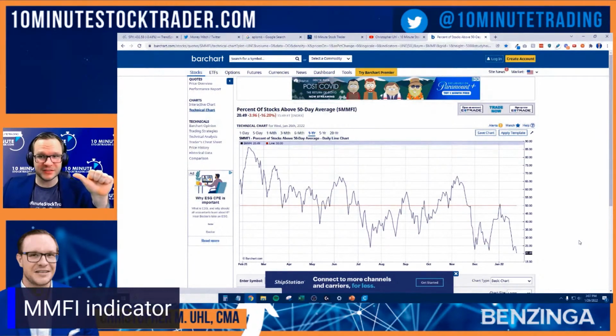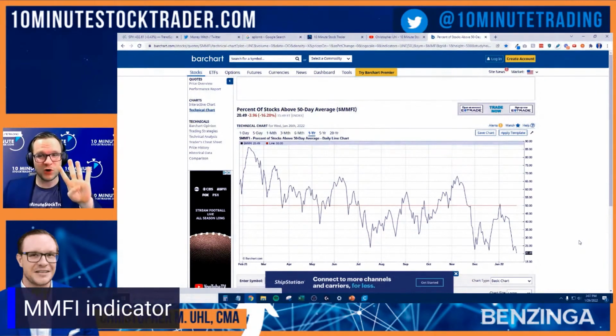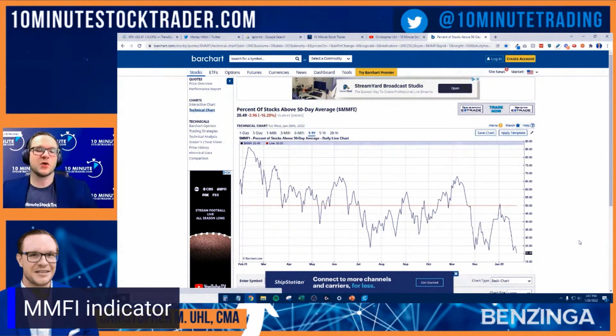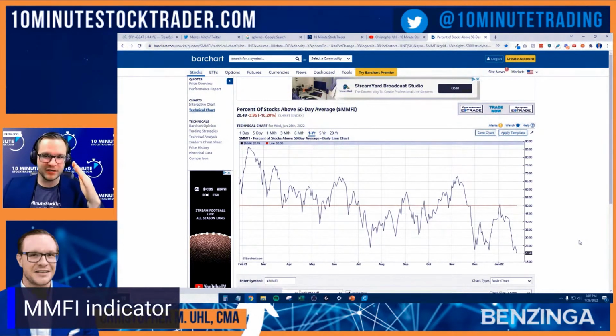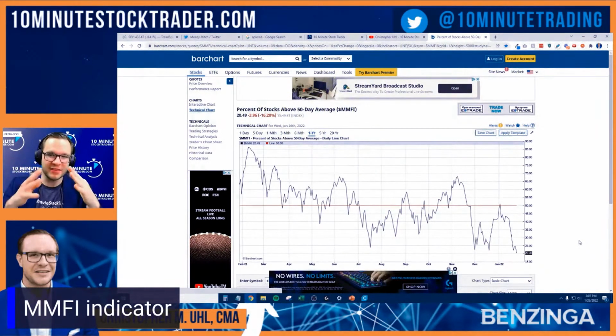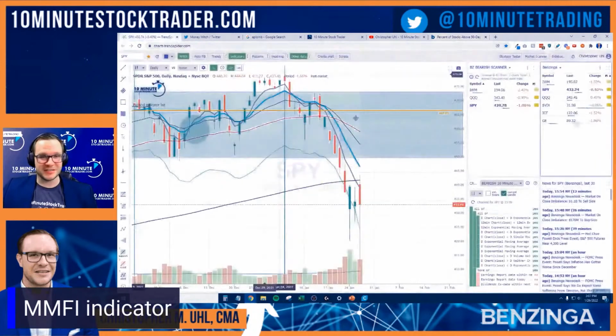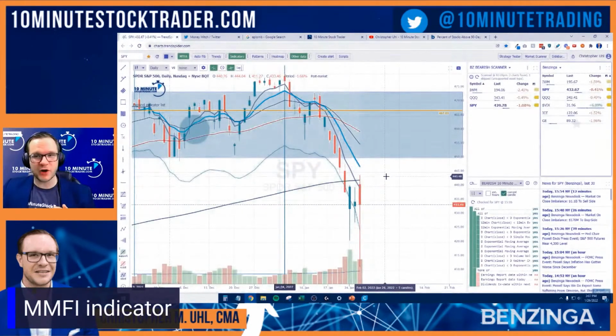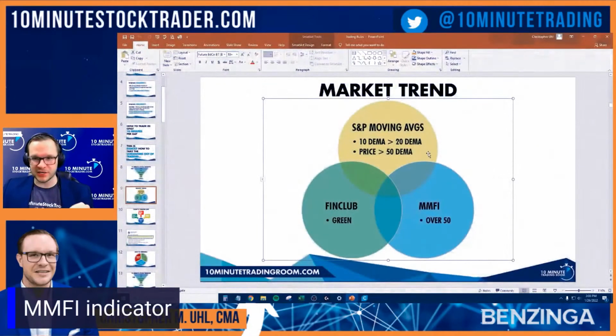1 in 5. But you're smart. You're a Benzinga 10-minute stock trader for watching this. That means that 4 out of 5 stocks are bearish. So when you click the market trend and the market breadth together, that tells you your market direction. Our market direction is down. And the only way you trade is with the direction of the market, period.